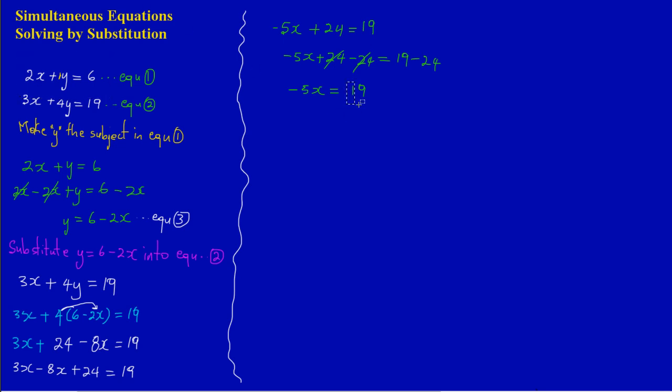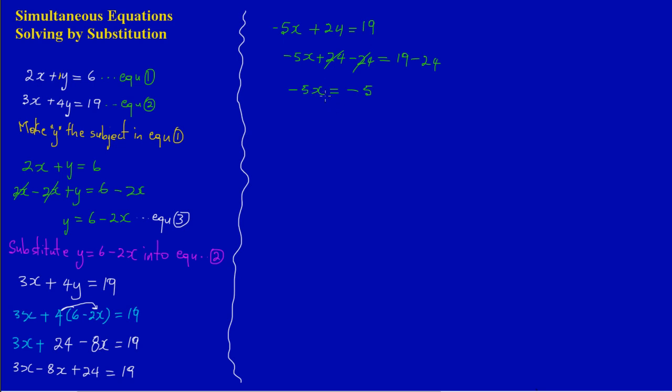19 minus 24, obviously we'll be left with a negative number, because the face value of the negative number is larger than the face value of the positive number. And what I mean by face value is when you look at the number, what do you see? I have a 24 here and I have a 19 there. So when you look at a number, the digit that you see is called the face value. So I'll have a negative 5.